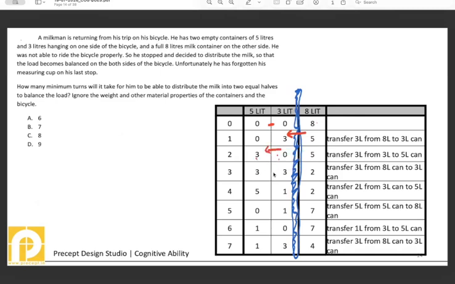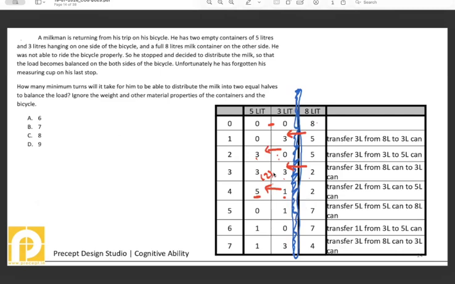Then in the next step, we add the 8 liter from the 8 liter container, we add the 3 liters in the 3 liter container. In the next step, after this position, 2 liters is empty here. So what we do is from the 3 liter container, we add it to the 5 liter container. So the 5 liter container, the remaining 2 liters becomes full and 1 liter remains in it.